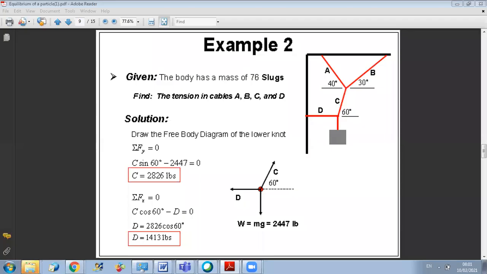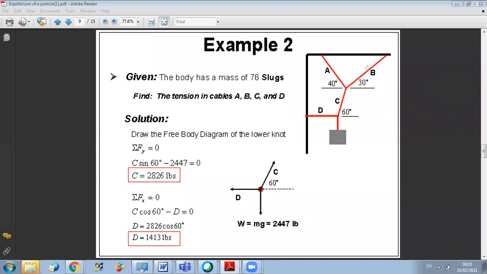Equilibrium of a particle. We will start with example 2. In the following figure, the body has a mass of 76 slugs. Find the tension in cables A, B, C, and D. So just when you have English units, the force you will have will be in LB. How should we think in such a problem?